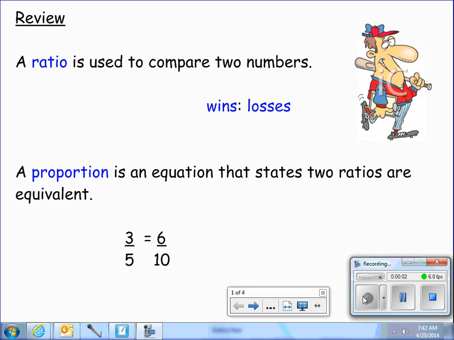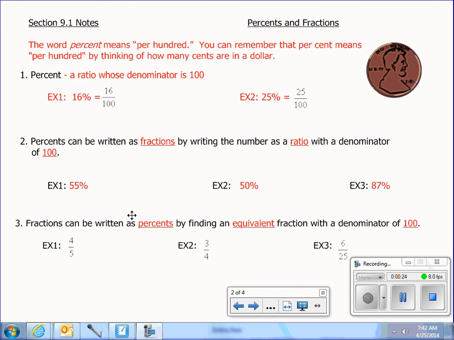In review, we've talked about a ratio is used to compare two numbers, like wins or losses, and that a proportion is an equation that states two ratios are equivalent. 3 wins to 5 losses is equivalent to 6 wins and 10 losses. Now, in this section, 9.1, we're going to be discussing percents and fractions, so we will be using the same type of rules that we use for ratios and proportions.